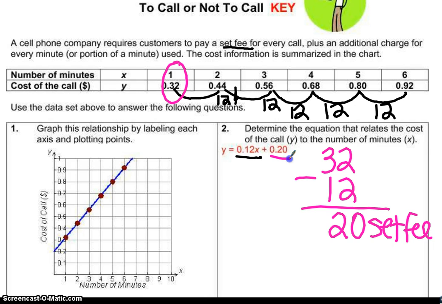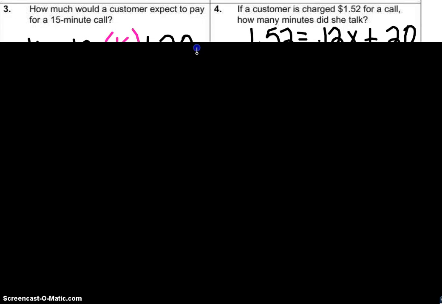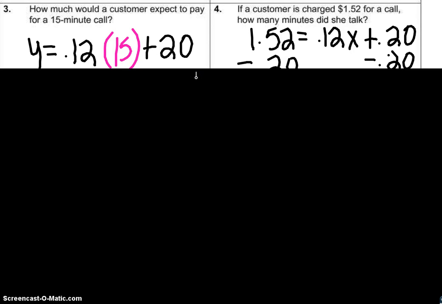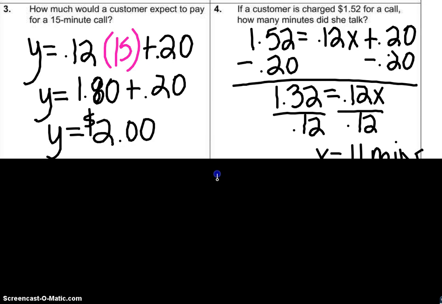Now let's look at question number 3. Question number 3 says, how much would a customer expect to pay for a 15-minute call? Since I know that X is my minutes, I'm going to take the number 15 and plug it into the original equation we came up with in problem 2. So here I should have Y equals 0.12 times 15 plus 0.20. When I multiply that out, I get Y equals 1.80 plus 0.20. And when I add those together, I get Y equals $2.